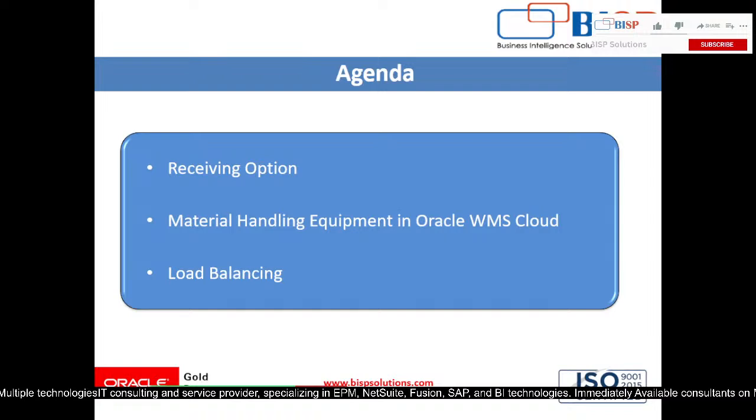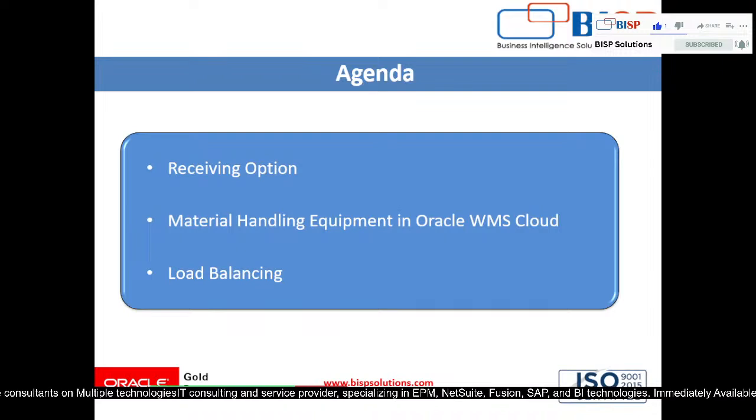So the Oracle Warehouse Management Cloud optimizes the receiving process via various receiving options to receive the right product in the right quantity, condition, weight, dimension, all at the right time. Right. So we have some receiving options, like the system directed quality control. We can consider the system directed quality control.